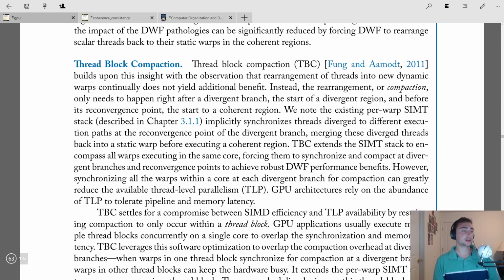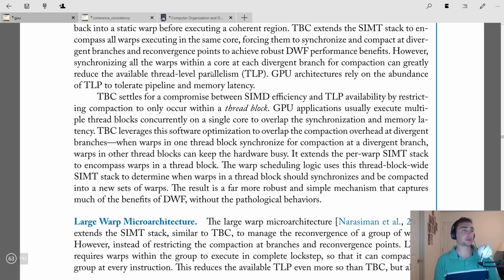However, synchronizing all warps within a core at each divergent branch for compaction can greatly reduce the available thread level parallelism, right? So some warps may reach that reconvergence point early, and all of a sudden, even if they've got, say, no dependencies and could potentially move forward, they're stuck there. So what does thread block compaction do? It settles for a compromise between SIMD efficiency and available thread level parallelism by restricting compaction to only occur within a thread block.